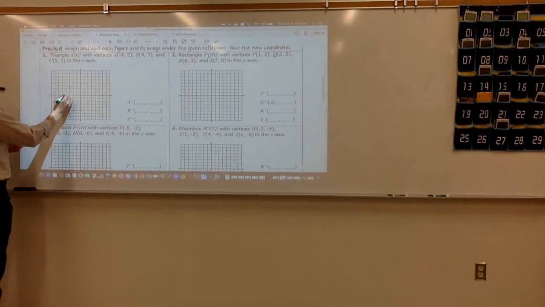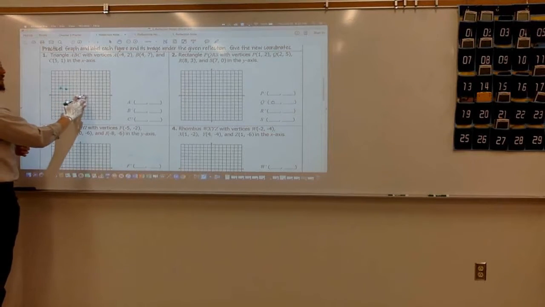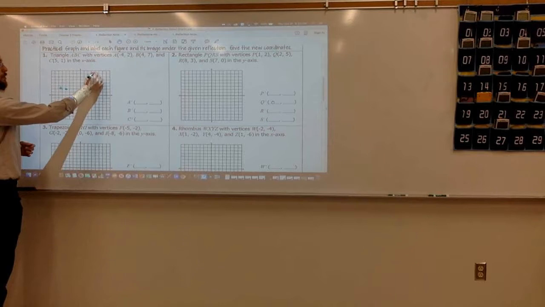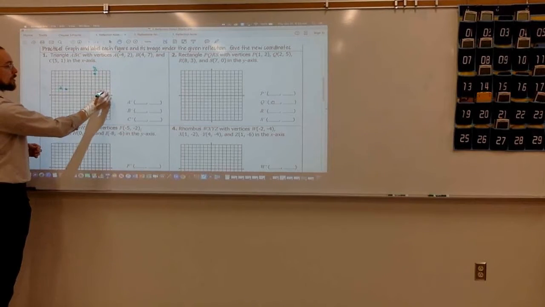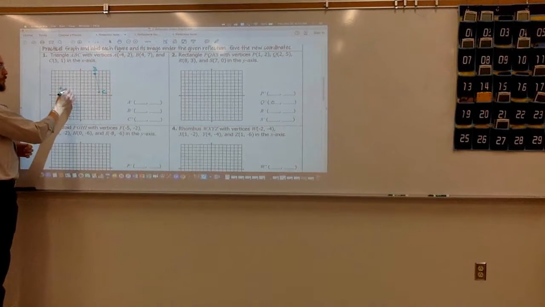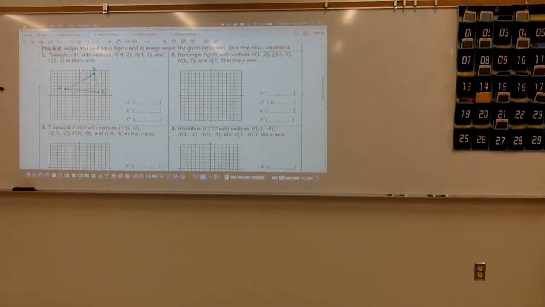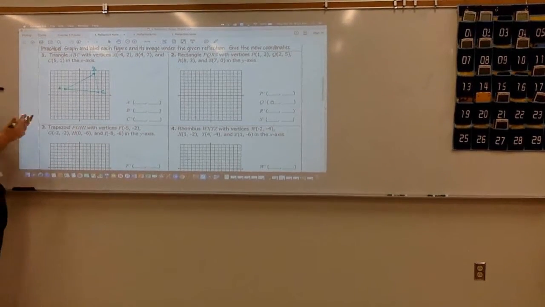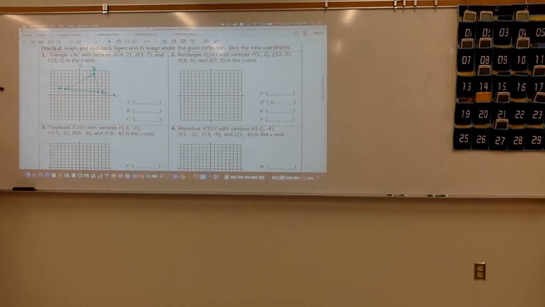I'm at the point -4, 2, that's A. Then B is at 4, 7, so B is up here. And then C is at the point 5, 1. So this is my original triangle, and I want to reflect it in the x-axis. Which one is the x-axis? The horizontal one, right? It may help to remind yourself to label the axes X and Y.